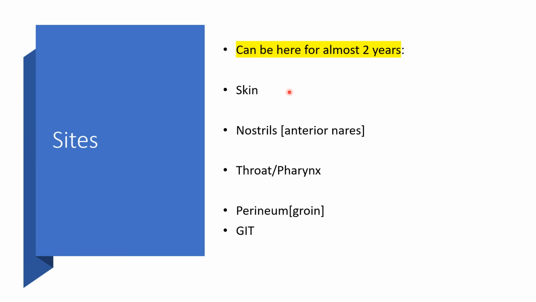Besides, where we can pick up this horrible bacteria, and it can be there for as long as 2 years. It will be the skin and the nostrils. When the upper part of your nostrils is swabbed for microscopic culture and sensitivity, they are doing that to pick up MRSA. Then the throat, the pharynx, the perineum or the groin, and then the gastrointestinal tract.